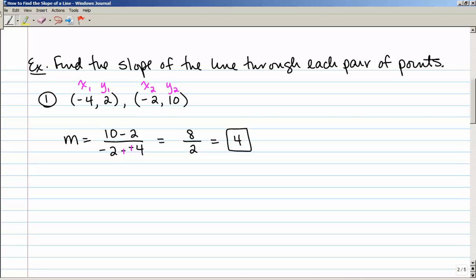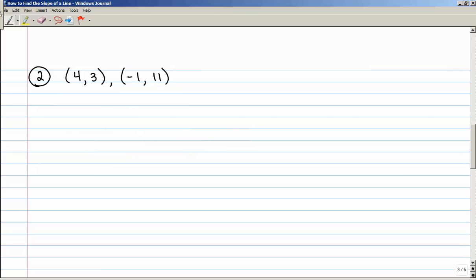Let's take a look at a second example. We have the points 4, 3 and -1, 11. So my slope, well, let's go ahead and label those again. x1, y1, x2, y2. And I want to do y2 minus y1, or 11 minus 3, divided by x2 minus x1, or -1 minus 4. And simplifying, that gives me 8 over -5.